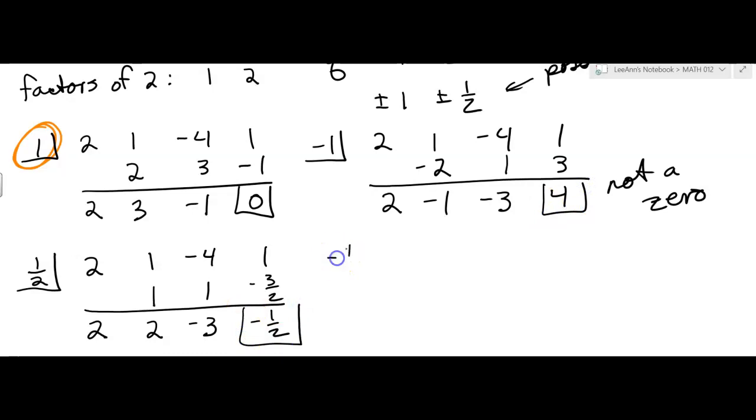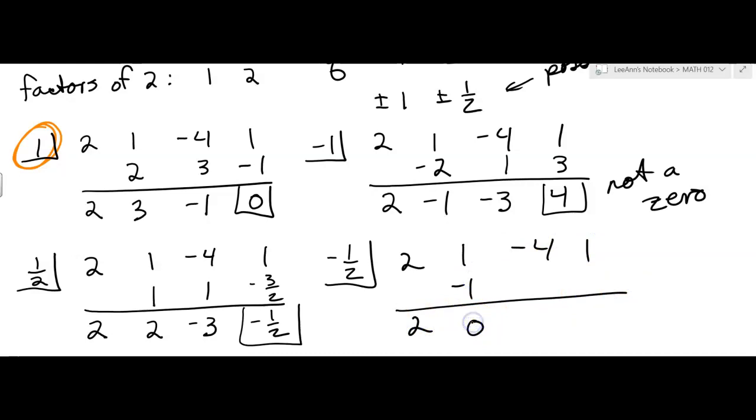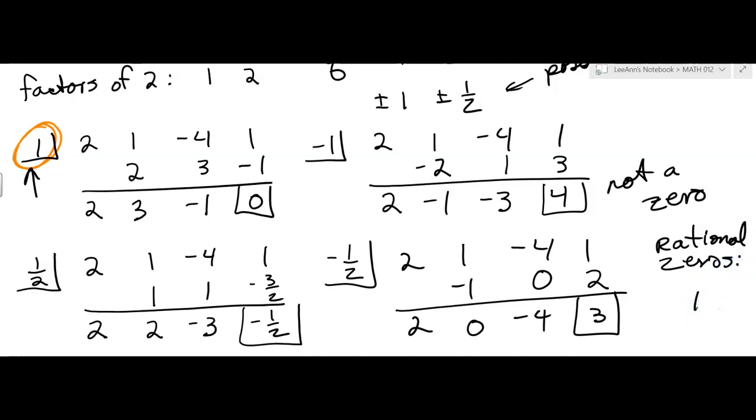All right, I have one more possibility, negative 1/2. 2, negative 1, 0. Interesting. 0. Negative 4. Negative 4 times negative 1/2 is going to be 2. So I'm going to get a 3 here, and that's not 0. So I just had the 1 as a 0. So there was only 1. So the rational zero, there could be more than 1, but this time there's only 1. Rational zeros are just 1. Now we have other zeros, but we'll talk about those in another video, okay?